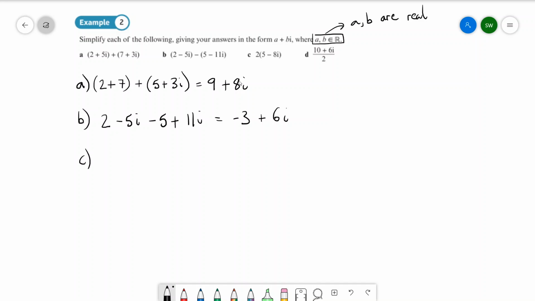In C, I'm going to expand the bracket, so I'm going to write that as 10 minus 16i, and then I'm actually done. Real part's 10, imaginary part would be minus 16, the coefficient of i. And in D, I'm going to split this up into two fractions added together. So I'm going to write that as 10 over 2 plus 6 over 2 times i. So I can write that as 5 plus 3i.